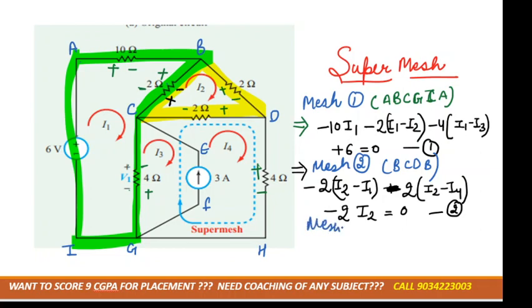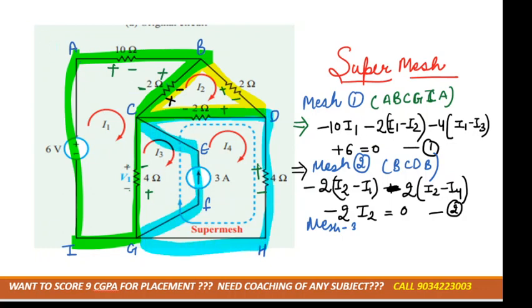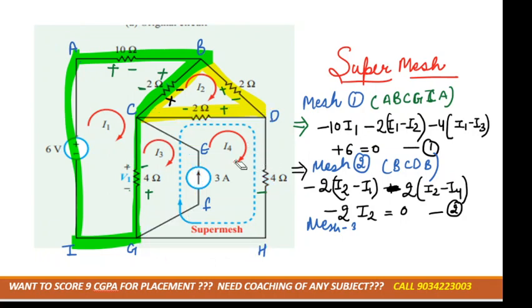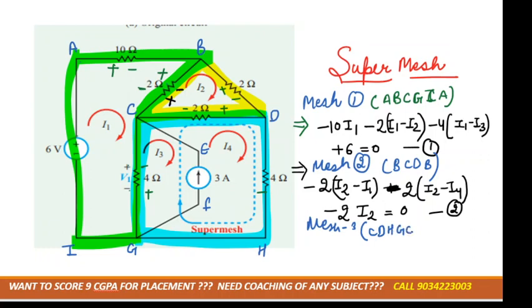Now we have to take mesh third. As you can see, if we take this mesh, there is a current source, and I told you we can't go through the path where current source is present, right? If we take this mesh, this is also the current source. Again, we can't go through the path where your enemy is present. I told you current source is just like your enemy. So in this case we have to consider the super mesh. Okay, we can consider this mesh. So mesh 3 is C, D, H, G, C.